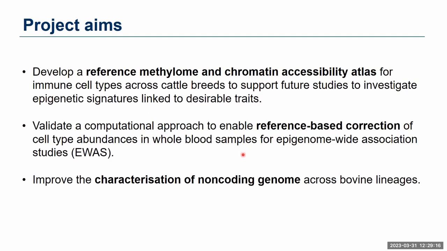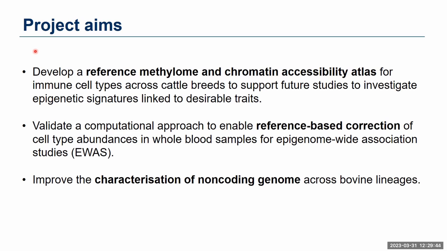And so, as I mentioned, we're lacking epigenetic resources to study this in cattle, and most resources are focused on the taurine breed. And so the first aim of my project was to develop a reference methylome and chromatin accessibility atlas for the 7 different immune cell types across the 3 different breeds, which we hope can support future studies to investigate epigenetic signatures linked to desirable traits.